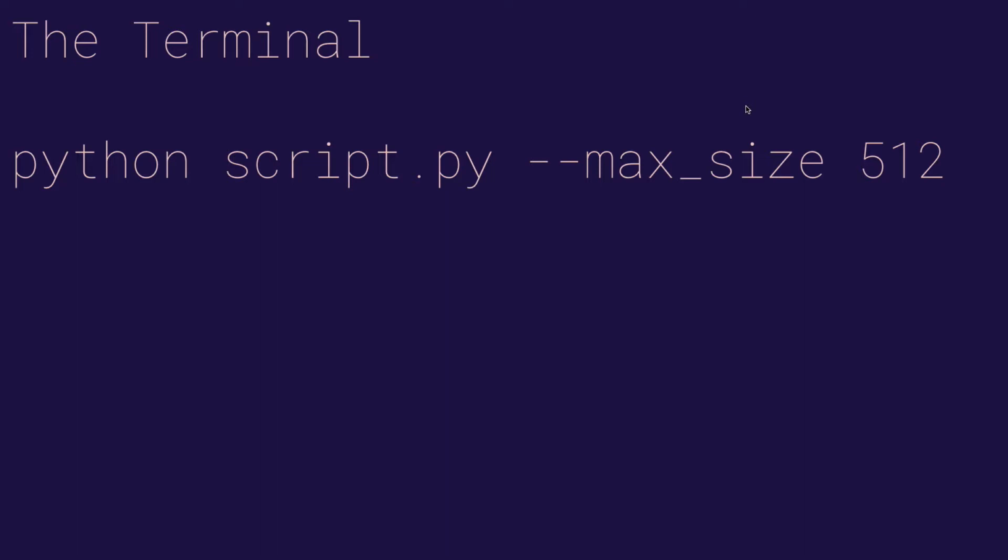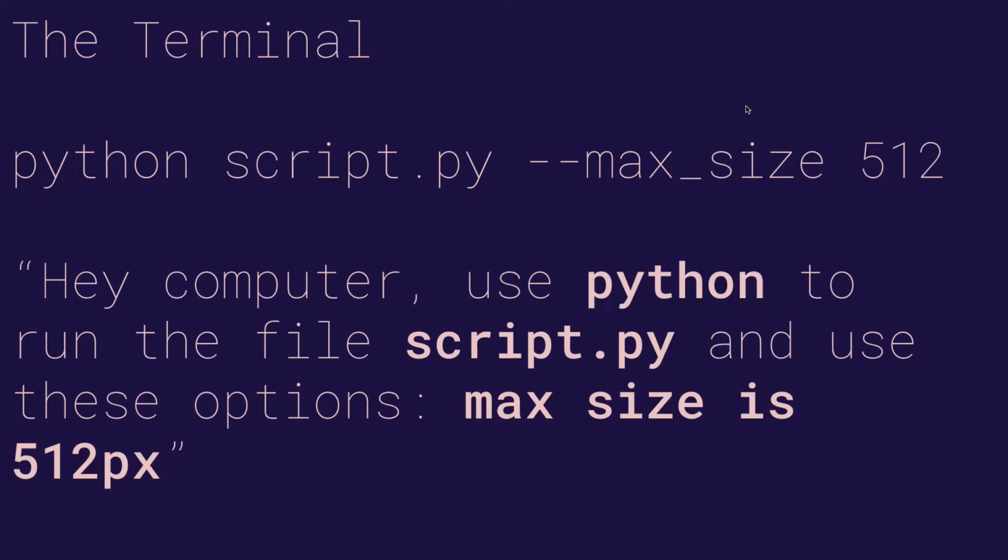This is a general command in a terminal. This looks like gobbledygook to most people, but really all this says is, hey computer, use Python, which is a software language, to run this file called script.py and add these options. There's an option called max size, which you can guess is the maximum size, and then you're giving it an argument of 512. This looks really hard, but when you actually break it down, it's pretty simple.